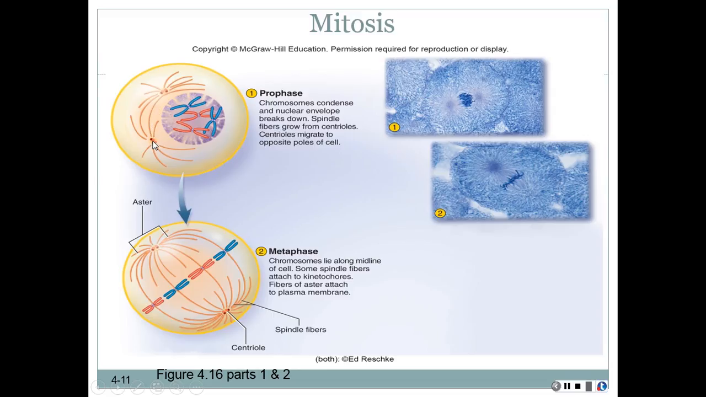Now some spindle fibers grow toward the chromosomes and attach to the kinetochore, on each side of the centromere. Now the chromosomes are tugged back and forth until they line up at the cell's midline. So now we're in phase 2.